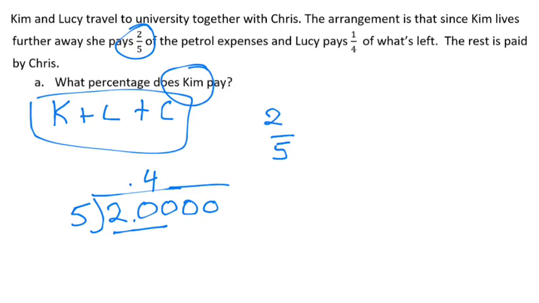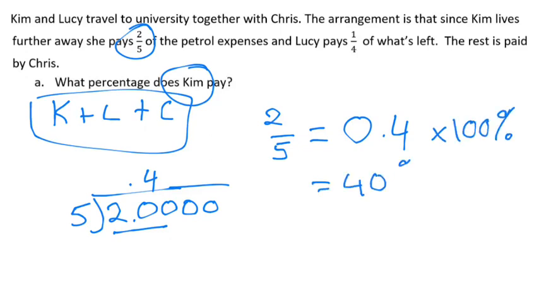So put my decimal there. So 2/5 as a decimal is 0.4. Now multiply that by 100%, and that's going to give me 40%. So Kim pays 40% of the cost.